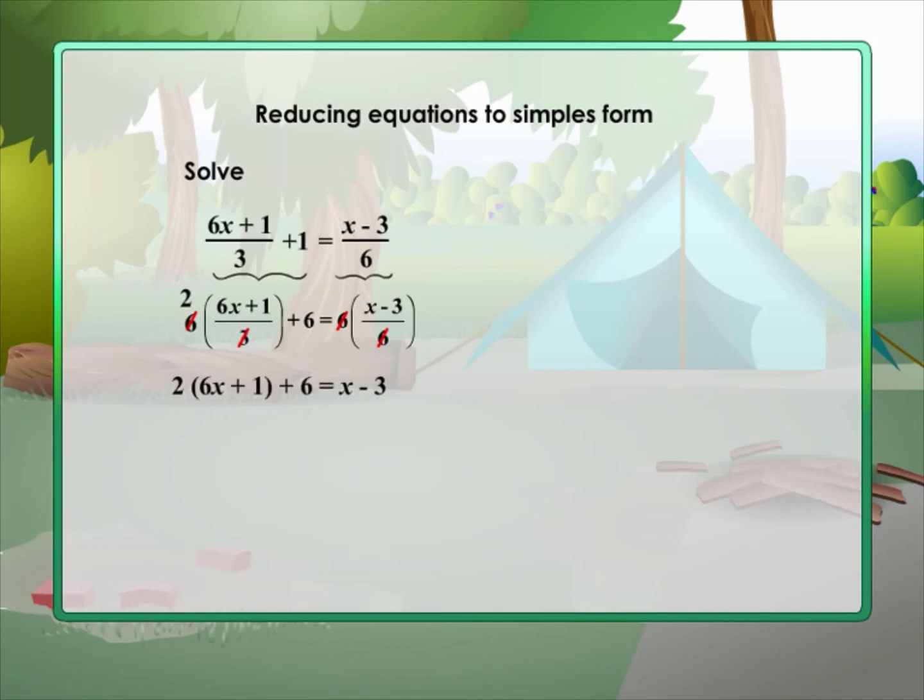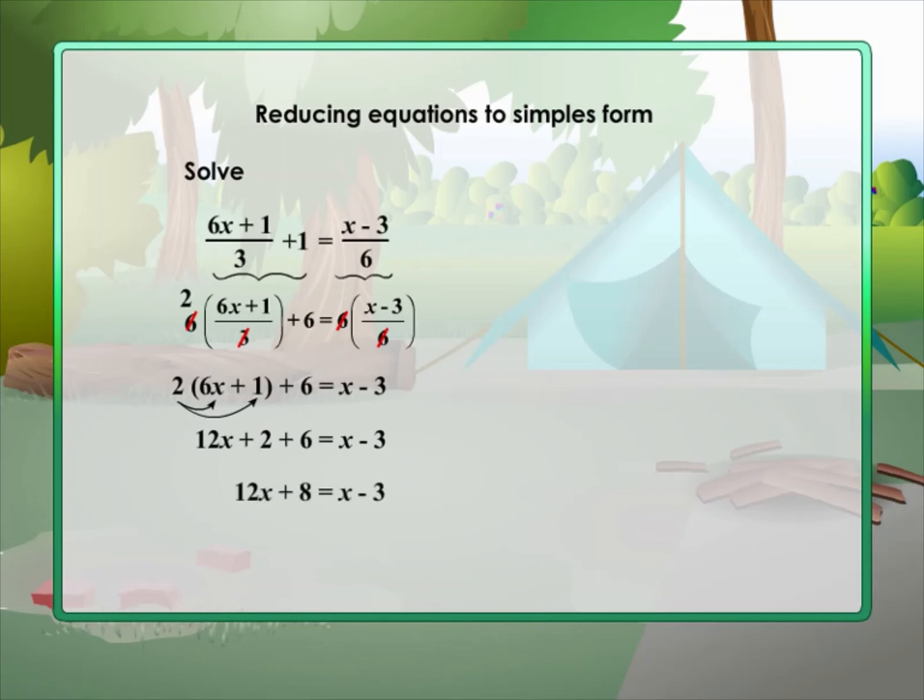So we reduce the equation as 2 multiplied by (6x plus 1) plus 6, which is equal to x minus 3. Now we need to multiply: 2 into 6x is 12x, and 2 into 1 is 2, plus 6 is equal to x minus 3.